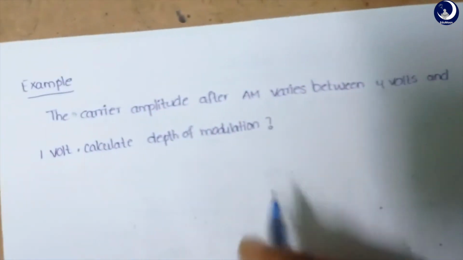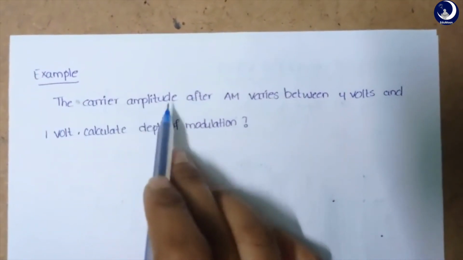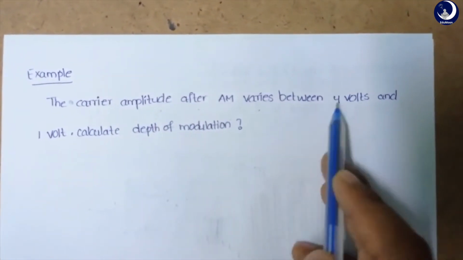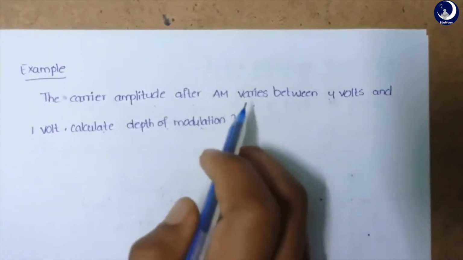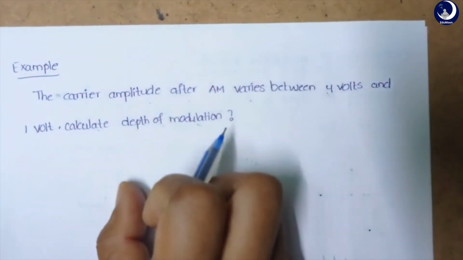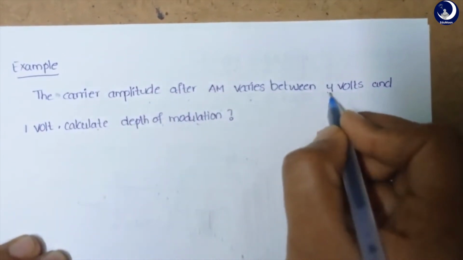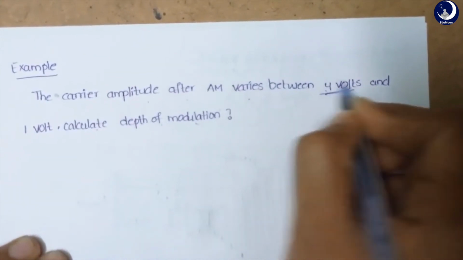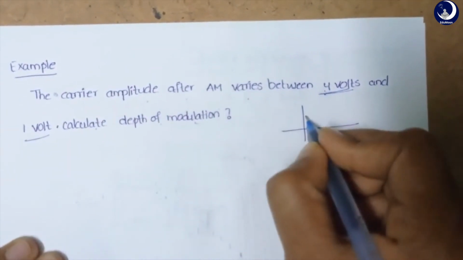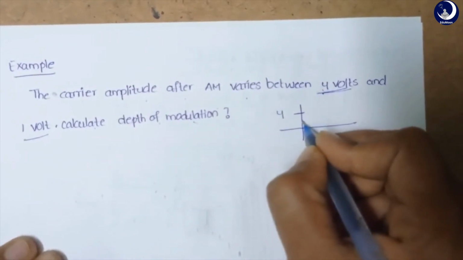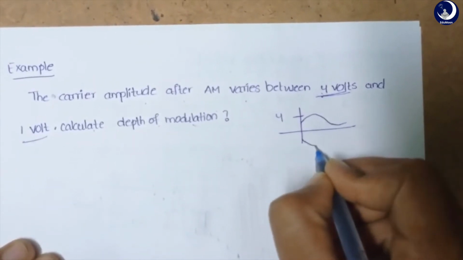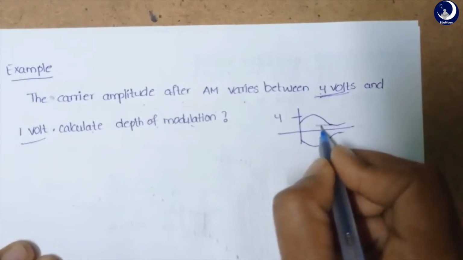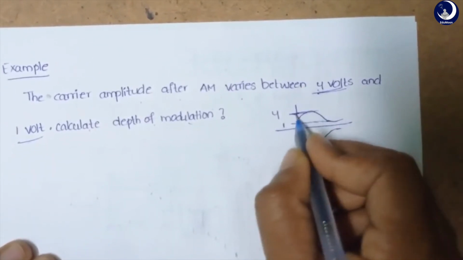So the first problem is: the carrier amplitude after AM varies between 4 volts and 1 volt. Calculate the depth of modulation. Depth of modulation is nothing but modulation index. So it varies between 4 volts and 1 volt. That means the signal will be like this, let's consider this as 4 volt, and this will be 1 volt.